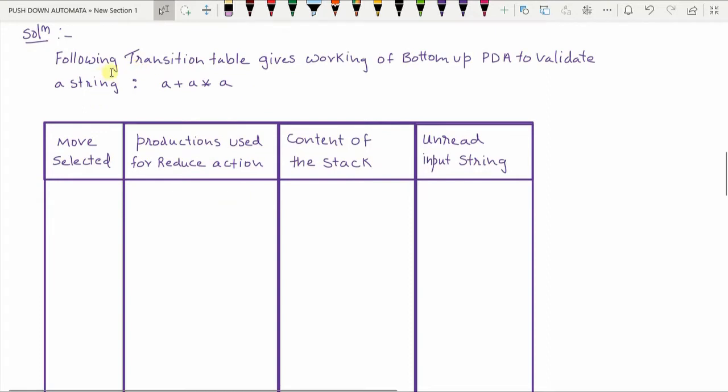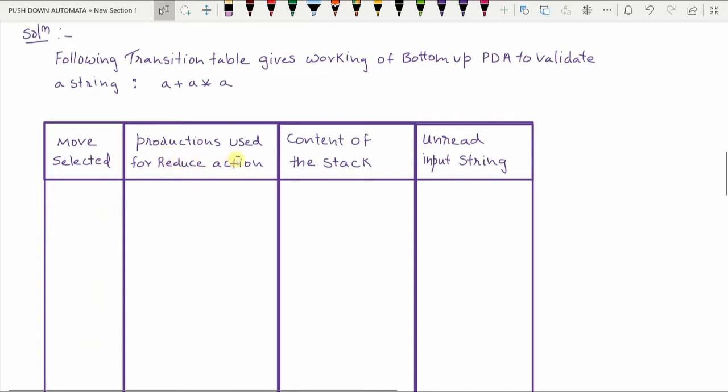I have designed a transition table here, which we will be filling now, to validate the string a plus a into a. Now this transition table contains the following columns. One is the move selected. As the processing happens, in this column we are going to write whether shift action is selected or reduce action is selected.